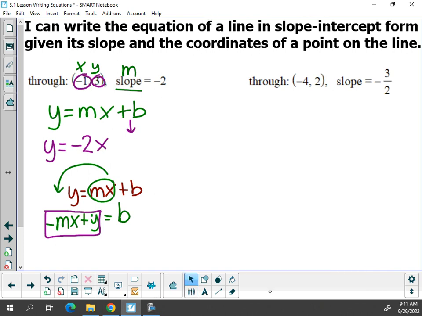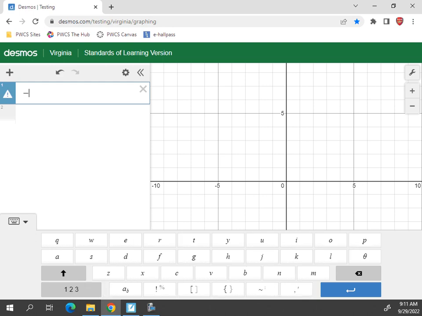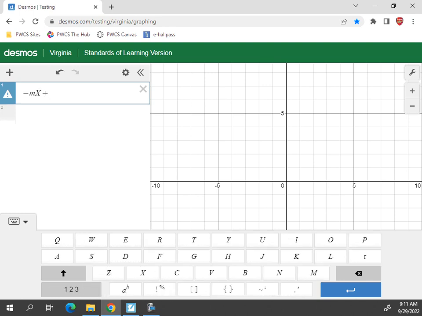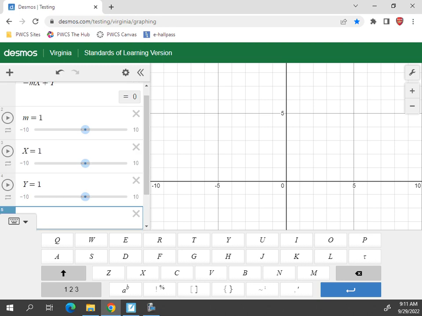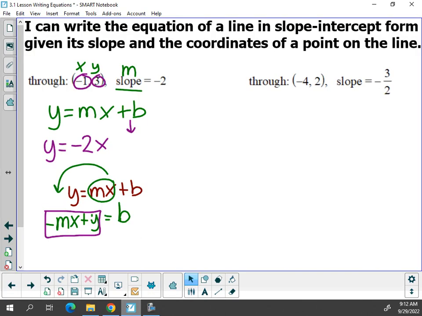So I'm going to go into Desmos and I'm just going to type in my expression negative mx plus y. And remember, you need to use capitals for x and y, or else it's going to graph something, and right now we don't want to graph. And actually, if you hit enter, it's going to give you a slider for all your values. So we can just go and change the sliders to what our values are. We knew that our slope was -2, our x is -1, and our y is 3.